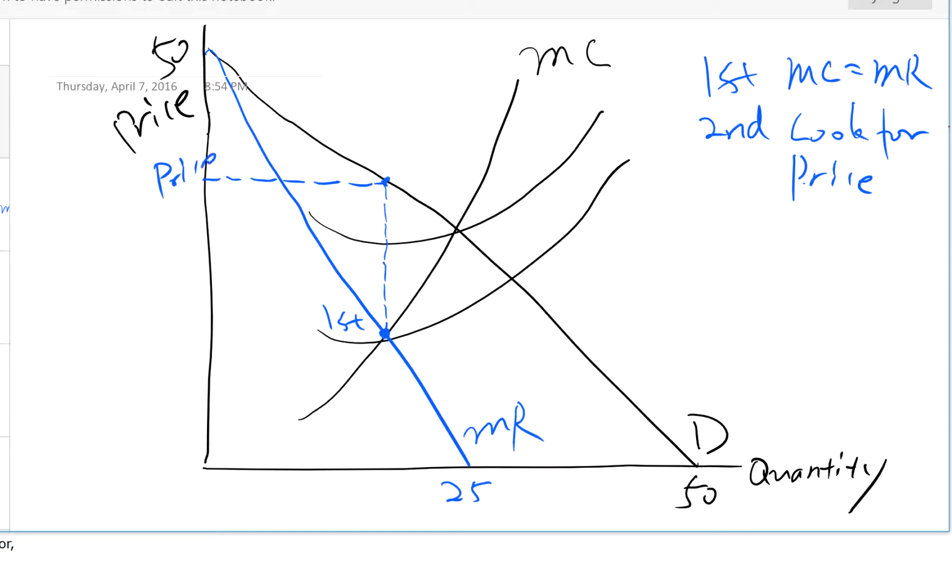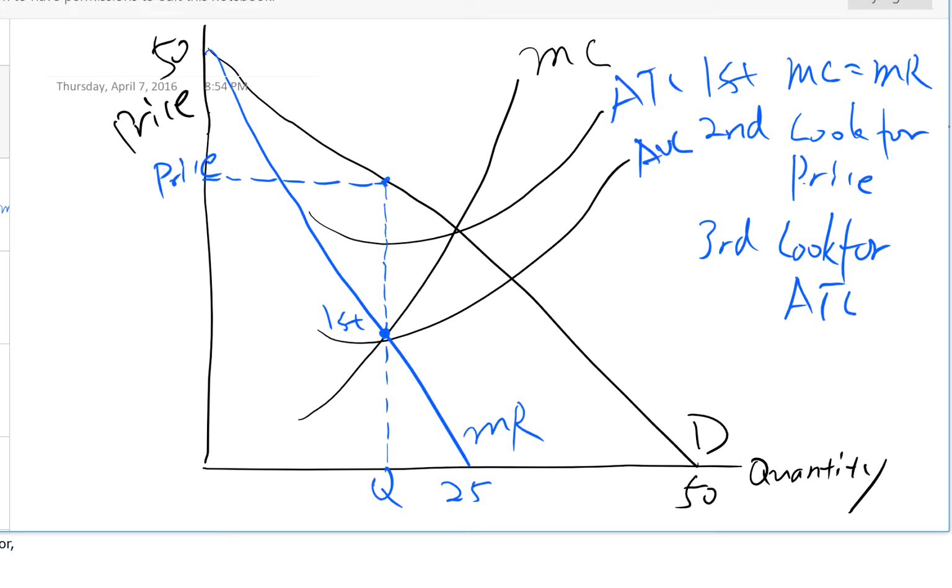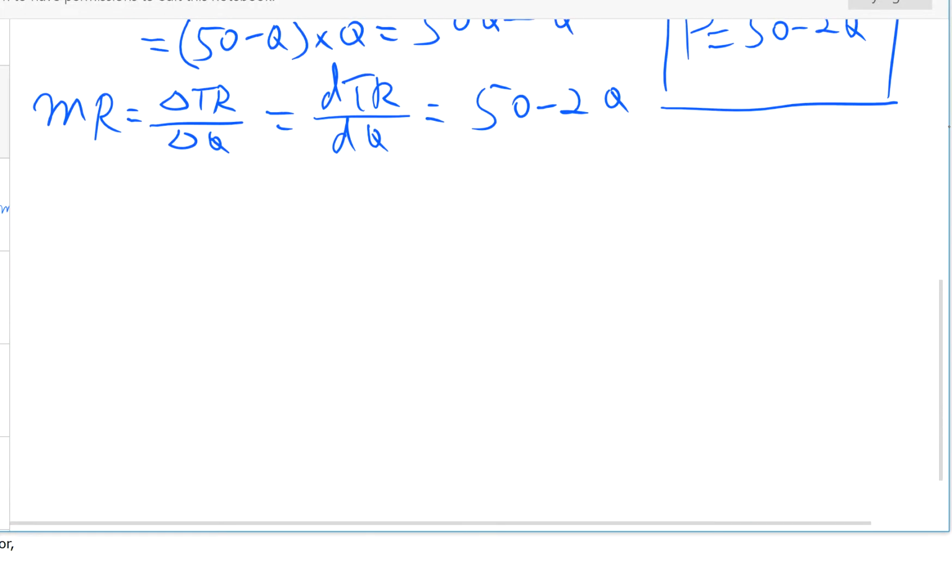Price. And then go down to your horizontal axis. This will be the quantity. And then next, the third thing to do is to look for your ATC, or the average total cost. For ATC, again from this point over here, go up. At this point over here, it's going to be our ATC, the average total cost.